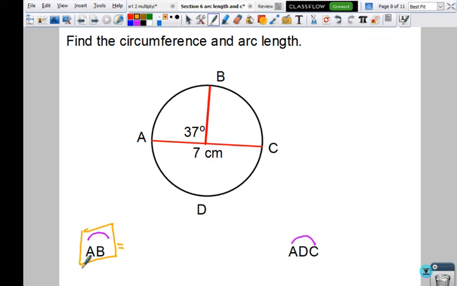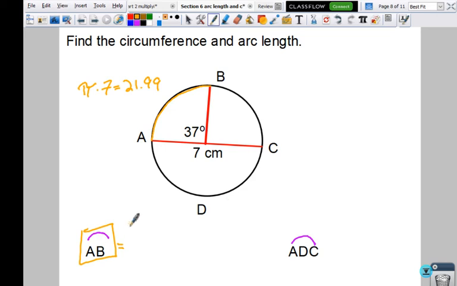Okay, let's go over this one. So we gotta find circumference first. Joseph, how do we find the circumference? What was the formula? Pi times 7, or 7 times pi, doesn't matter. And what'd you get when you plugged it in? 21.99. So then to find AB, what do we have to do, Ryan? 360 minus 37, because you only found the. No. Remember, AB, 2 letters, that means it's the shortest distance, right? So it's just 37.